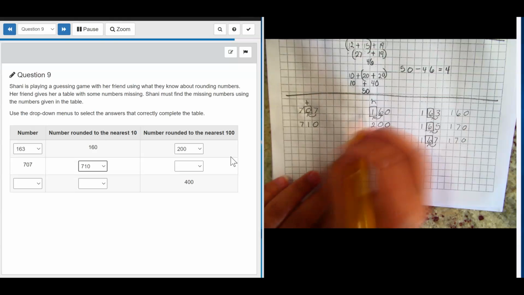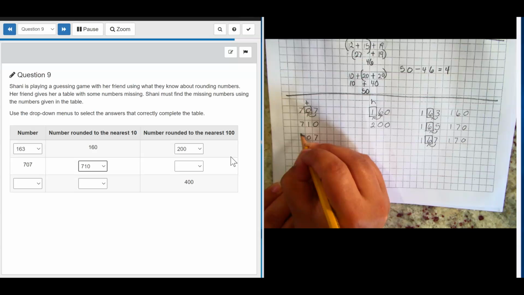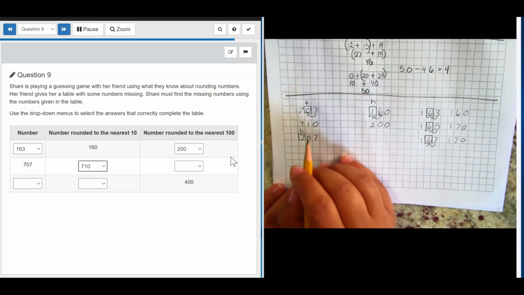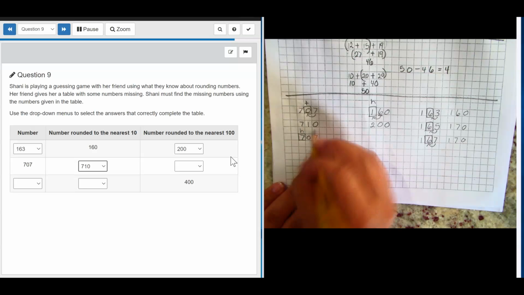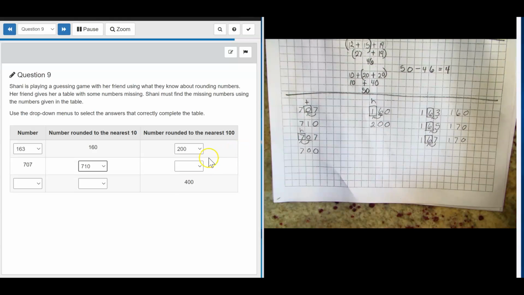Now we're rounding to the nearest 100. I'm going to rewrite my number, but now I'm looking at my hundreds place. I made a little square just to remind me what I'm doing. I'm going to look at the number to the right. What does this tell it to do? It tells it to stay at 700. And I'm able to find it.